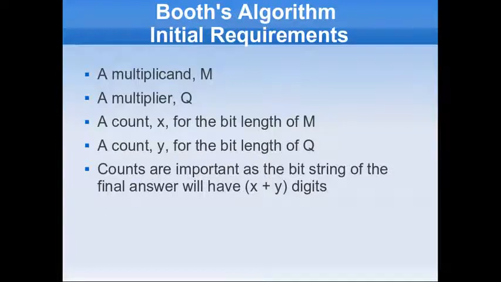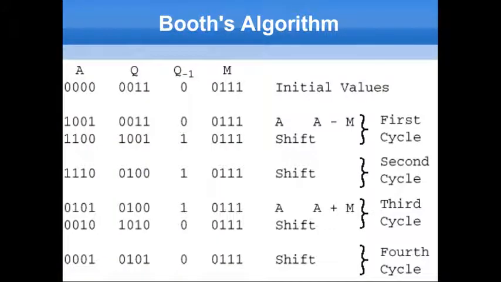The requirements of Booth's algorithm are two numbers, such that one is a multiplicand and another is a multiplier. We'll also keep a count of the bit lengths of each of these numbers, and we will see how we will use that at the end of the process of applying Booth's algorithm.